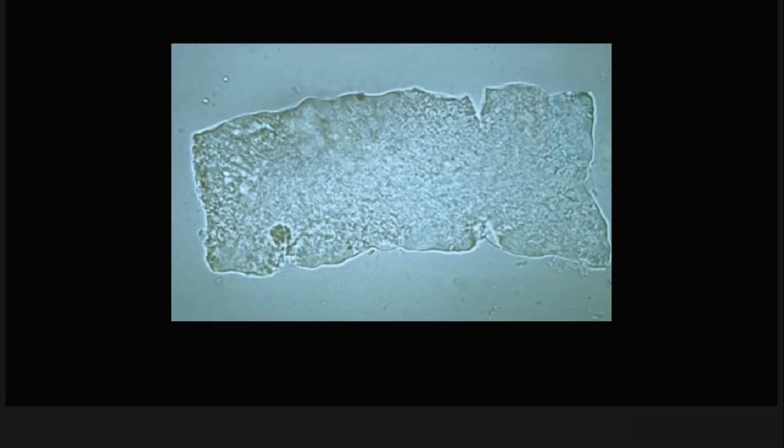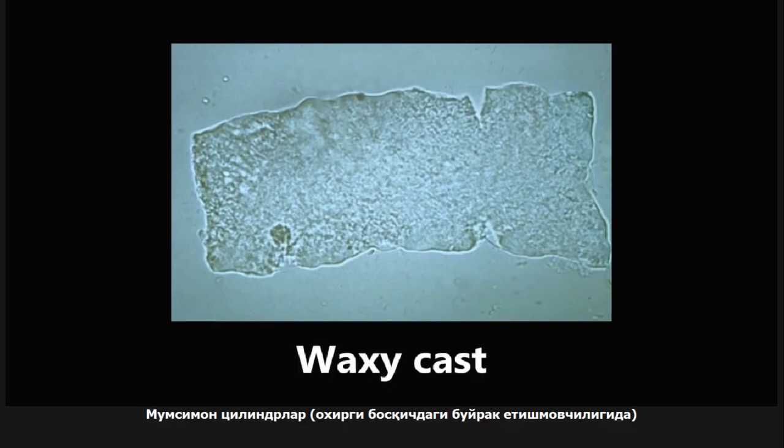This next image is an example of a waxy cast, our third cast of the video. Again, a little less high yield than some of the other images that I'm showing, but I still think it's important to be exposed to it. This waxy cast, kind of a crumpled, torn little piece of paper it looks like, is seen commonly in end-stage renal disease. So be sure to differentiate all these casts that we're seeing: the fatty casts in nephrotic syndrome, red blood cell casts in acute glomerulonephritis as well as malignant hypertension, and then the waxy cast in end-stage renal disease.